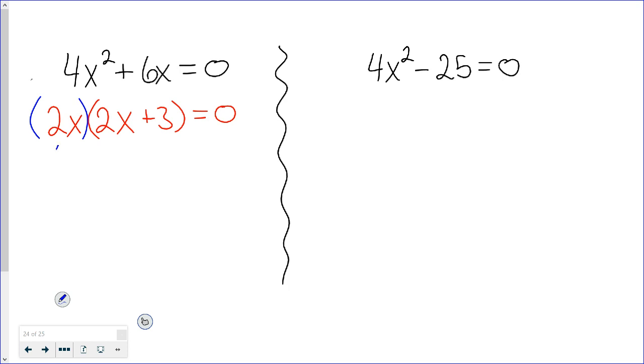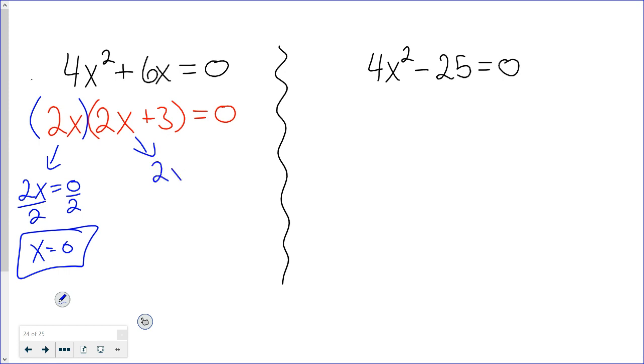But either 2x equals 0, which isn't terribly exciting because if I divide by 2, that just means x had to be equal to 0, which is one of my solutions. Or this guy, 2x plus 3 equals 0. You can tell I use a lot of my same factors when I'm making these problems. But if I subtract 3 here, divide by 2.